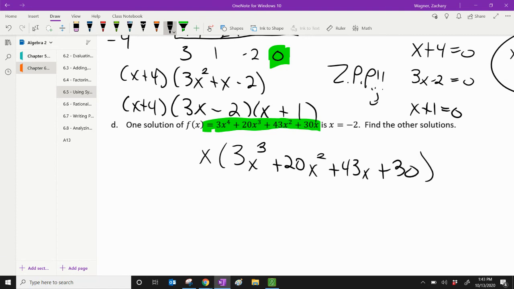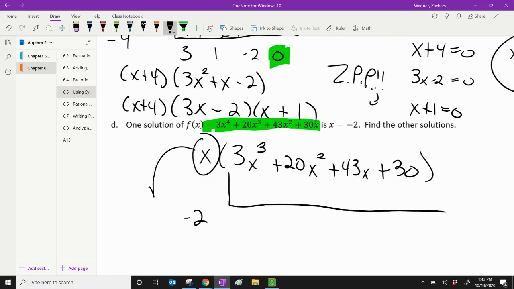Just like that. I know negative 2 is a zero, so I'm going to evaluate at negative 2, which means I'm only concerned with this. Now make sure, don't lose track of that x. Keep an x over here. All right, I'm going to turn this into a giant factored form. But don't lose track of the fact that x is part of my solutions. x equals 0 is a solution. Right, we pulled it out. This is what we're left with.